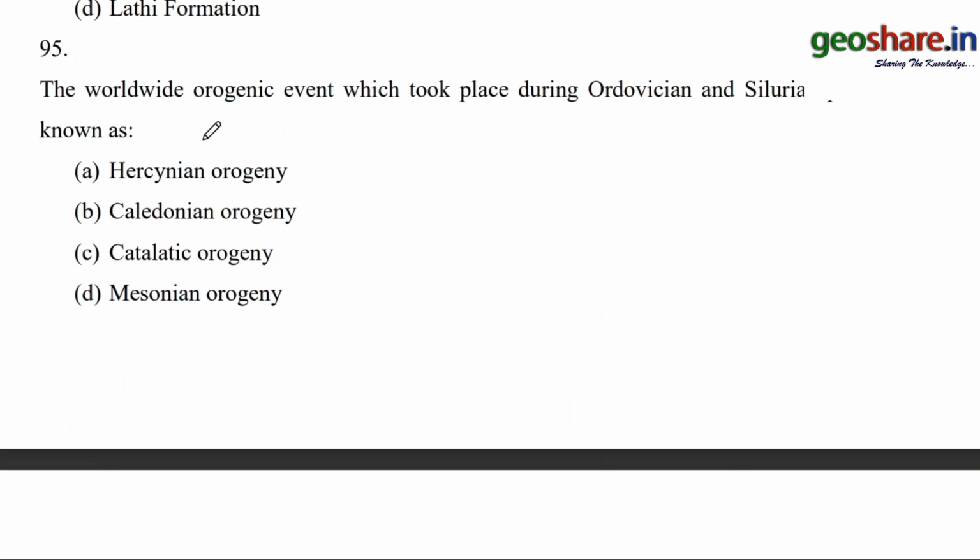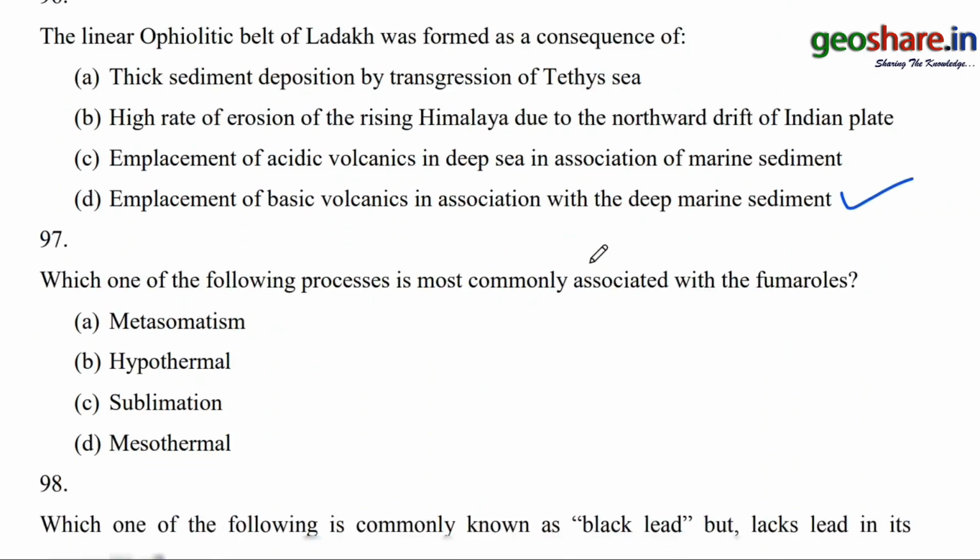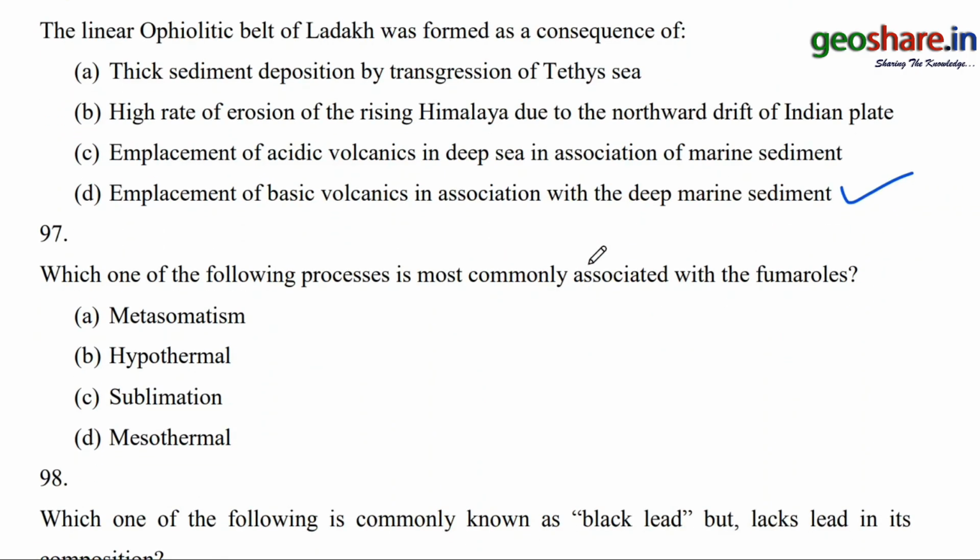The worldwide orogenic event which took place during the Ordovician and Silurian period is known as Caledonian orogeny. The linear ophiolitic belt of Ladakh was formed as a consequence of emplacement of basic volcanic association with the deep marine sediment.